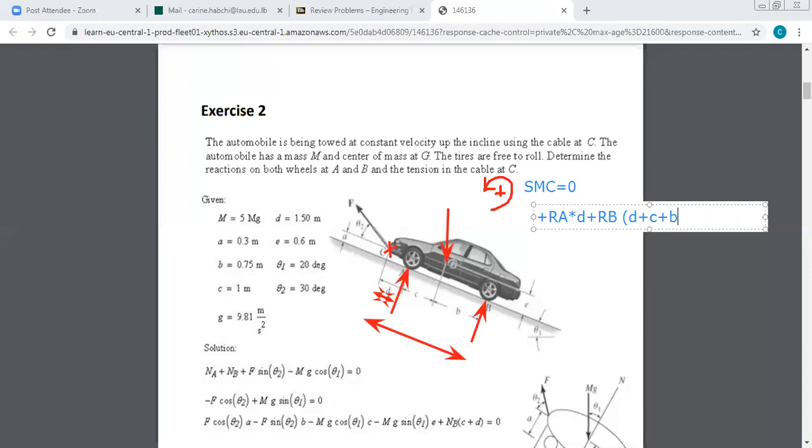The moments of the weight components. Now for the weight, I will decompose it into two parts, the y component and the x component. As you can see in the figure, the x component is passing by, oh no, it's not passing by C, look, because G, the center of gravity, is above C. So as you can see here, this is Wx, and we have a certain distance between Wx and C. So let us look at the figure here.